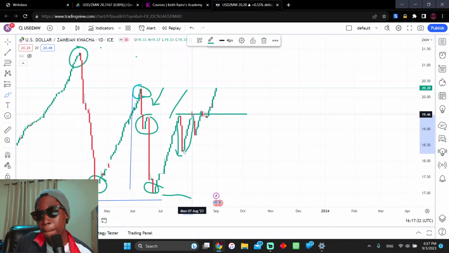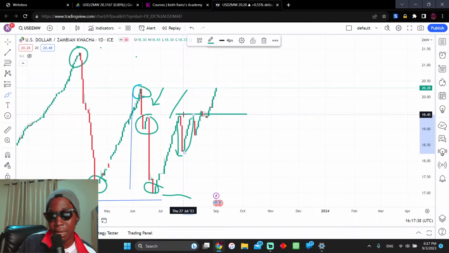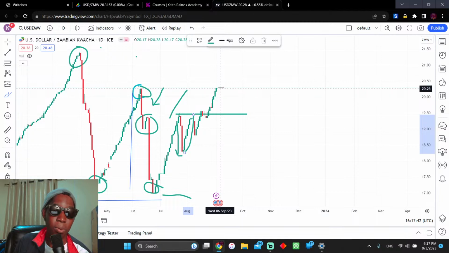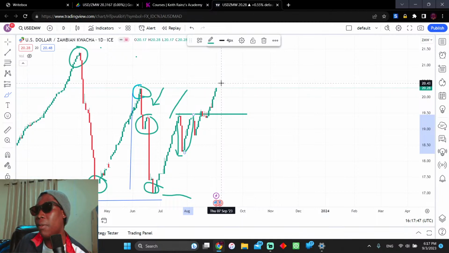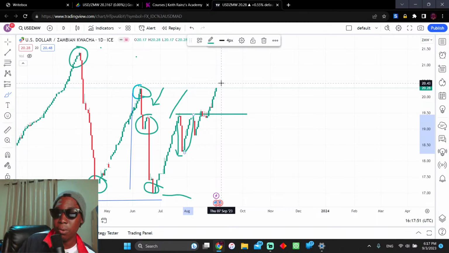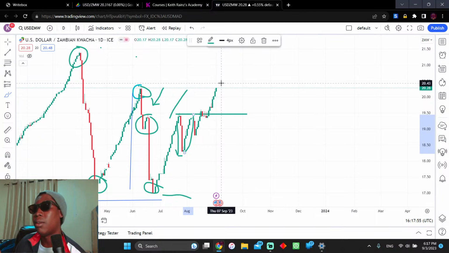So now things are getting interesting because we are where price is actually at now. Price is currently at 20.19, and we're going to see what's going to happen from here. Before I show you possible price movements from here, first you need to understand how price has been moving in the past.